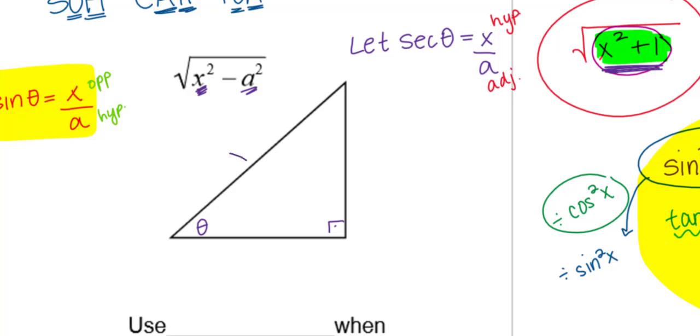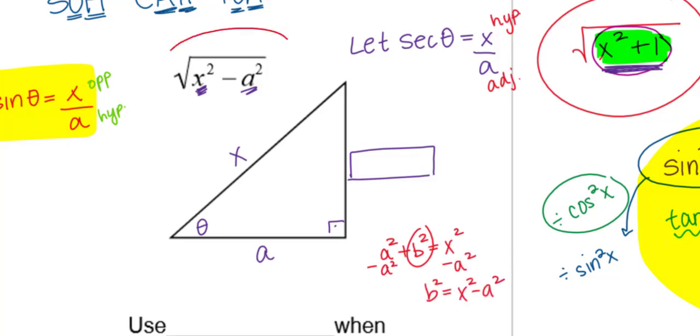My hypotenuse is now x, my adjacent is a, and I'm solving for a leg. Again, even if you just call that b or something temporarily, a squared plus b squared equals x squared. I'm trying to solve for b squared. Take the square root of both sides. That's exactly the square root that you have in your problem.